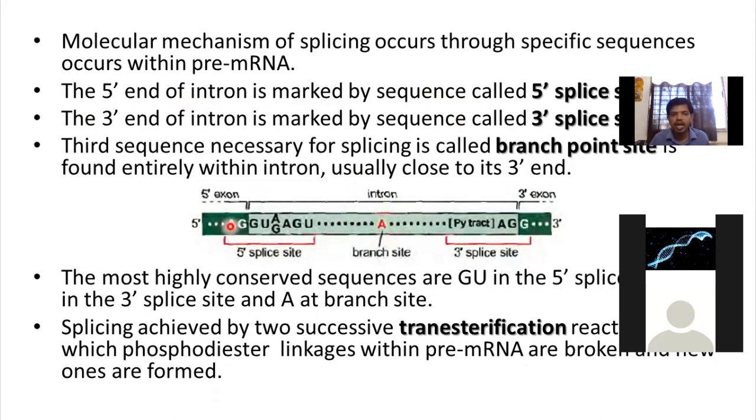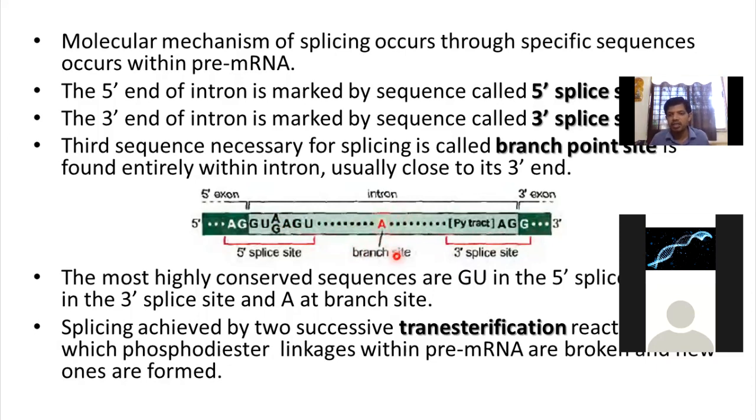Always there will be adenine and guanine. The exon will end with a guanine residue, and the intron will start with guanine, then uracil. The third position may contain either adenine or guanine, then the fourth is adenine, guanine, and uracil, and so on. In this way, the nitrogen bases will be arranged, and at the central region, not exactly central, somewhat closer to the 3' splice site, this particular area contains the adenine.